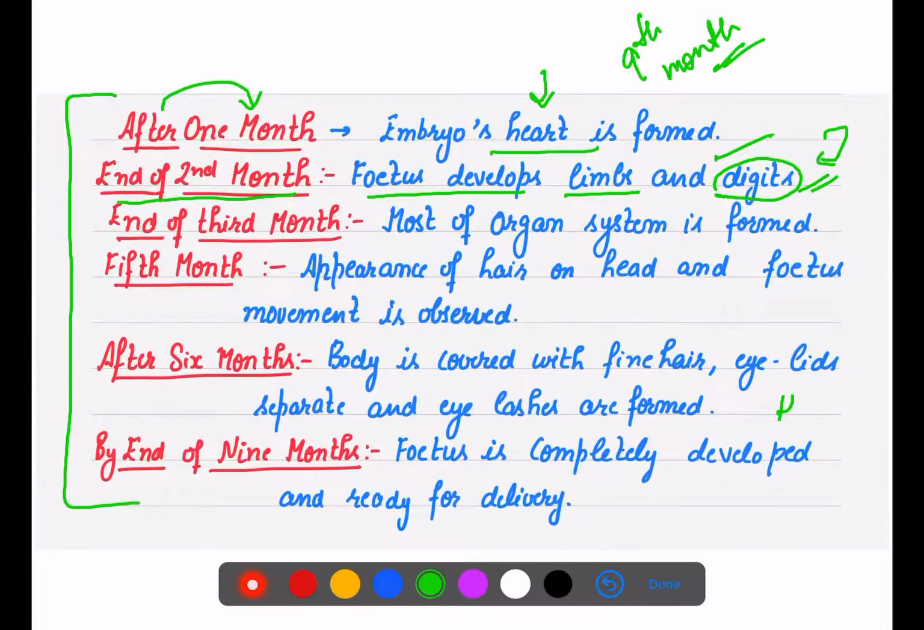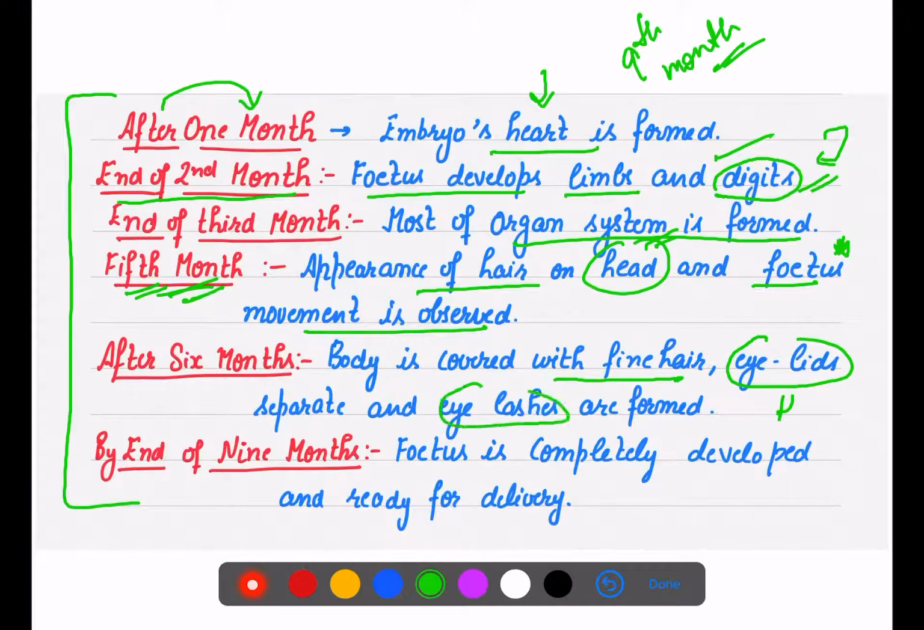At the end of the 3rd month the organ systems are developed, like the kidney and the respiratory system. In the 5th month there is appearance of hair on the head as well as fetal movement. If a question comes on when fetal movement is observed, it is the 5th month, or sometimes the end of the 5th month, but mostly the 5th month. After 6 months the body is covered with fine hair, and eyes, eyelids, and eyelashes are formed. By the end of 9 months the fetus is completely developed and ready for delivery.